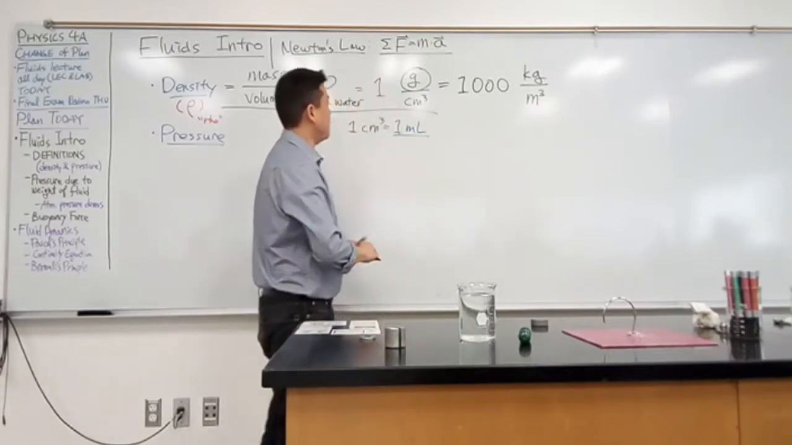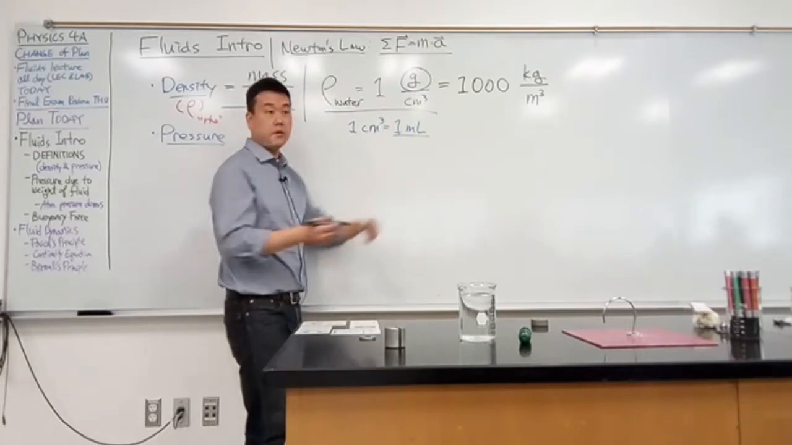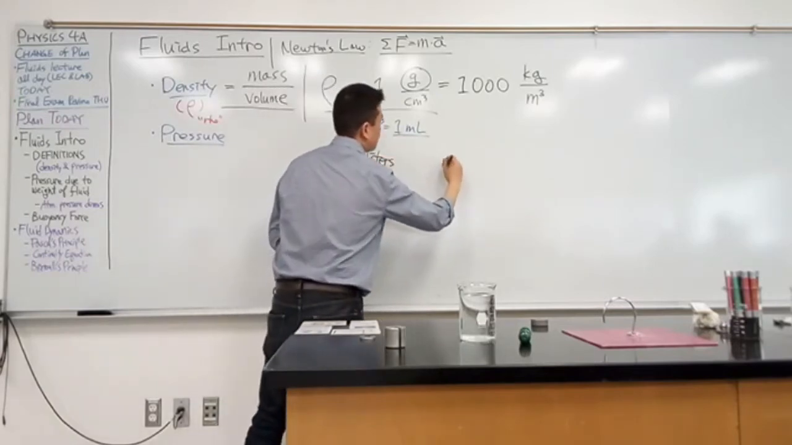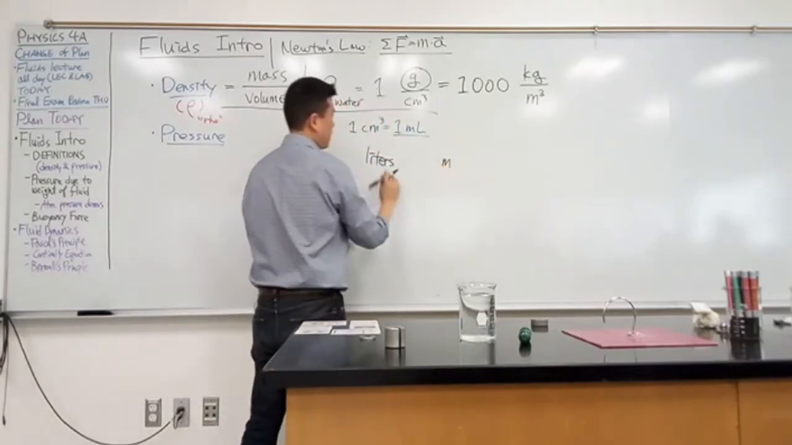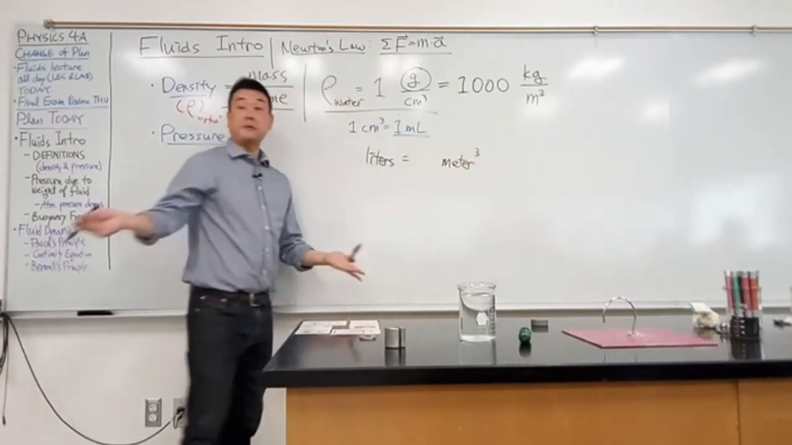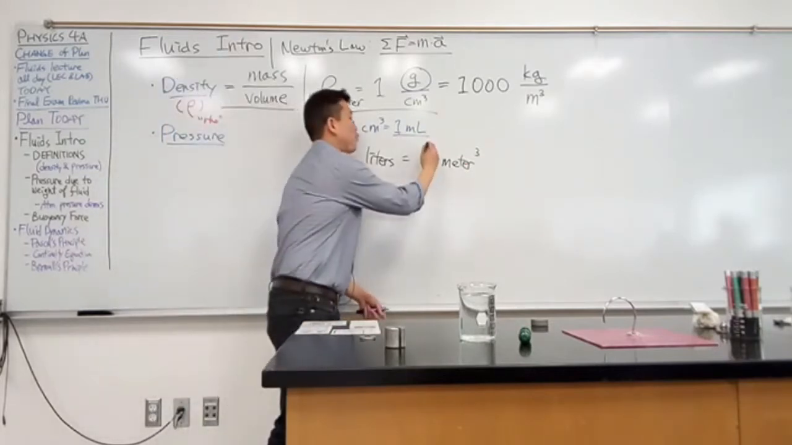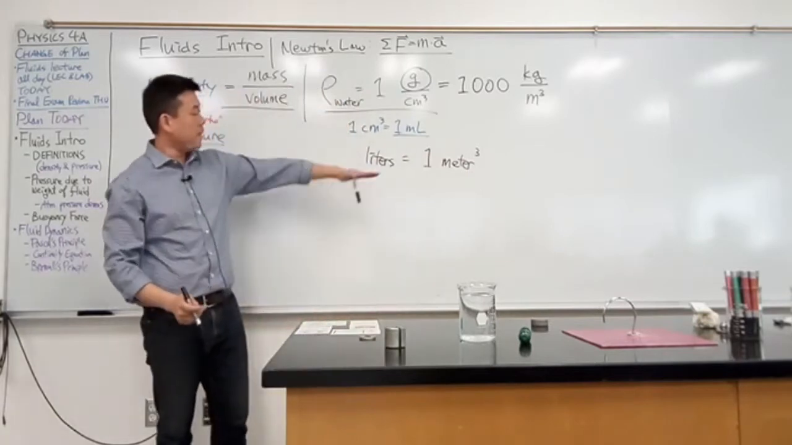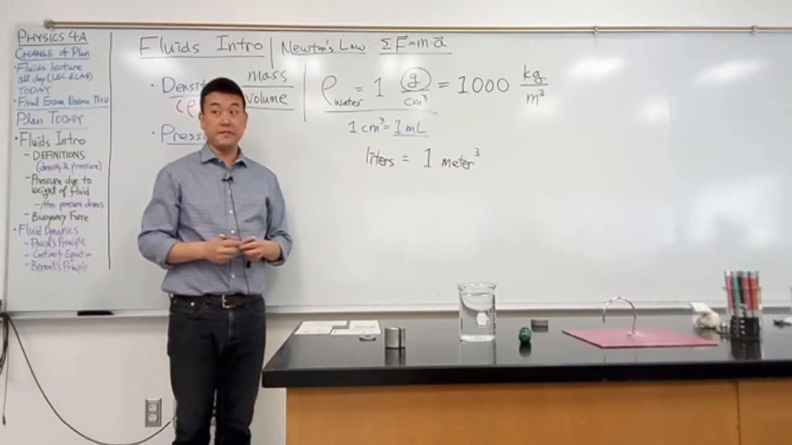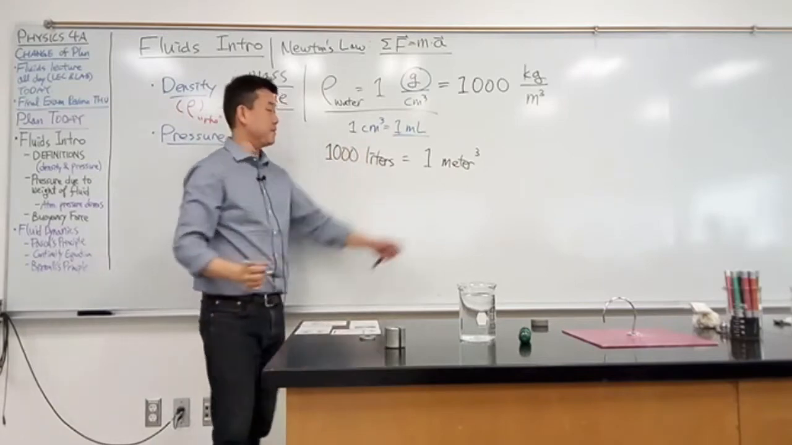So everyone here has some idea of what a liter is? If we are comparing liters to cubic meters, which is bigger? Cubic meter is bigger by how much? So let's say 1 cubic meter is equal to some number of liters. 1,000 liters? Everyone agrees that sounds about right? 1,000 liters is 1 cubic meter.